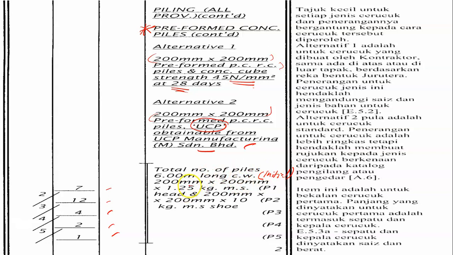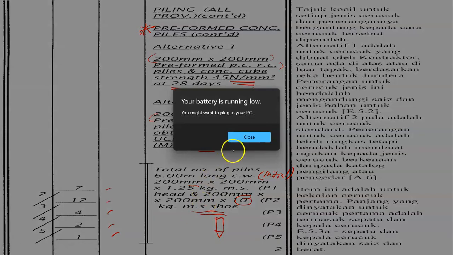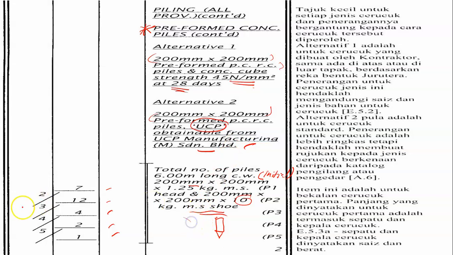What is the size? 200 times 200. What is the head weight? 125 kilogram. And 200 mm times 200 mm. And you also need to put the size of the shoes. We have the initial pile, and also you need to complete it with the mild steel shoe.